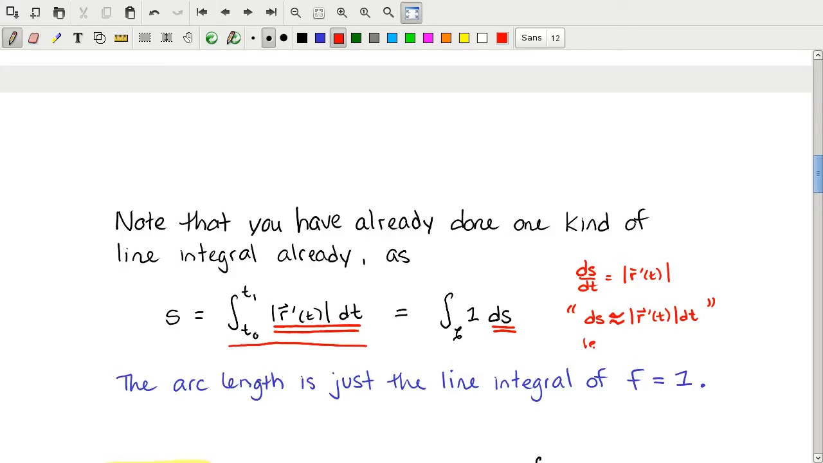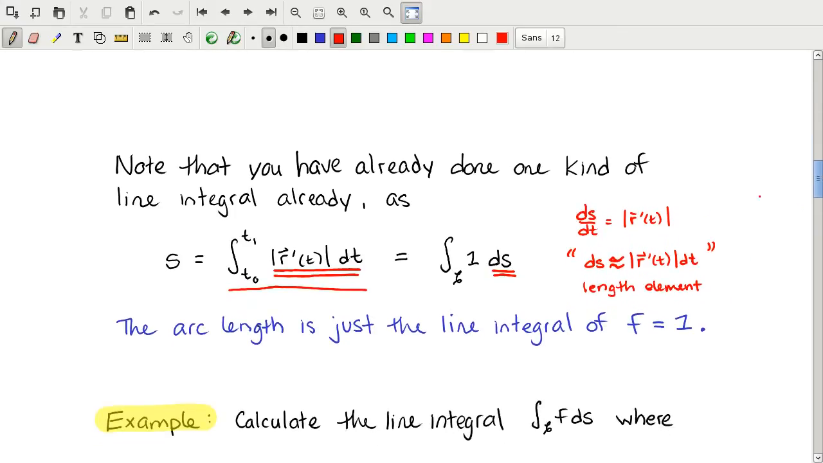This thing is called the length element. So we've already done line integrals. We've done the line integral of 1, and that was called the arc length. It's just how much length is there as I walk along the curve. Line integrals are just a natural generalization of the arc length integral to calculate more interesting things.